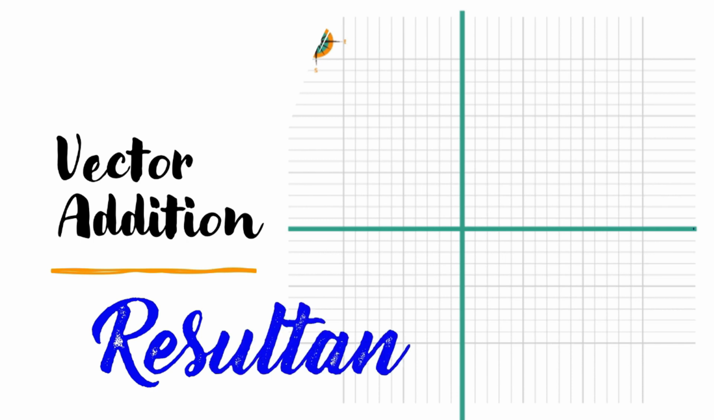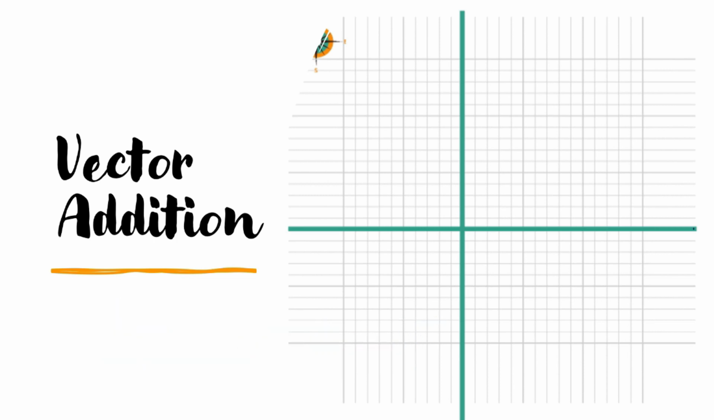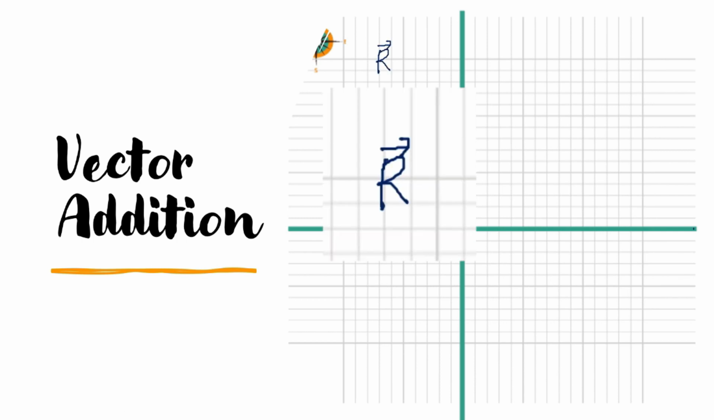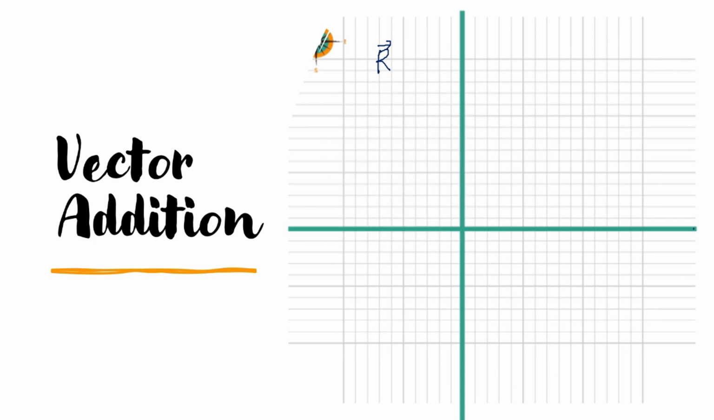In adding vector, we could use the head-to-tail method. For example, we have vector 1 equals 5 units to east. And then vector 2 is 3 units in the same direction. So first of all, we will set our reference point or starting point. In this case, I'll have this as our starting point.